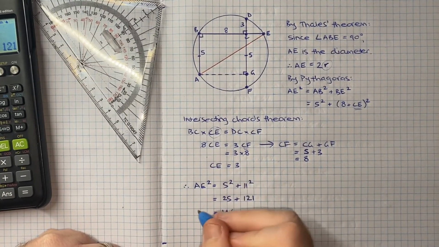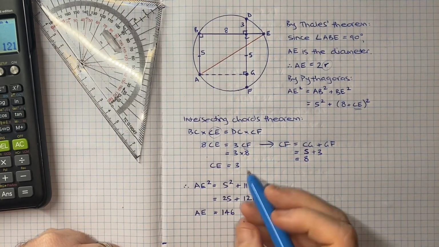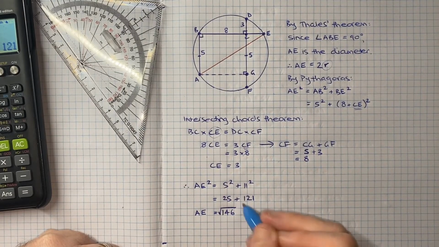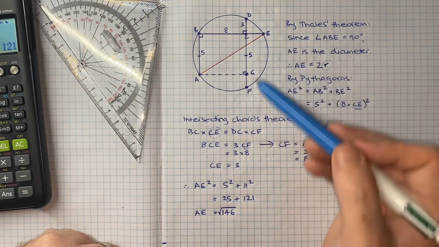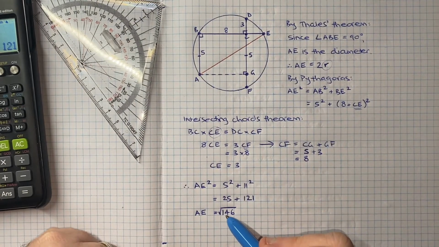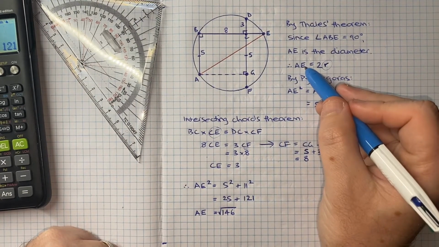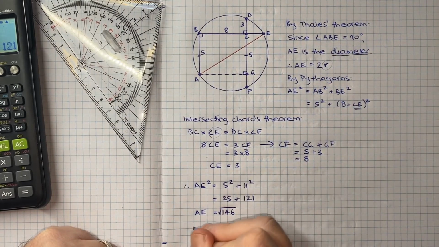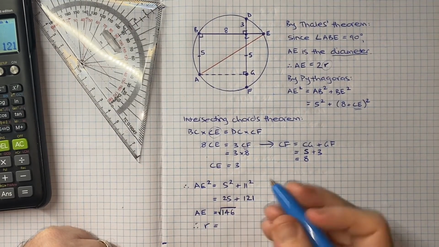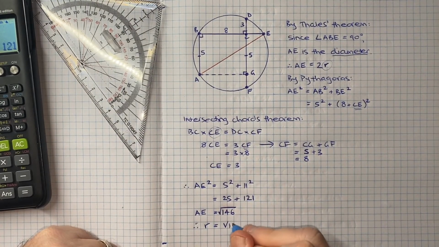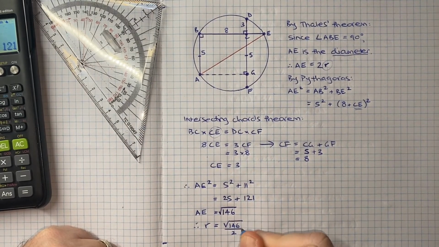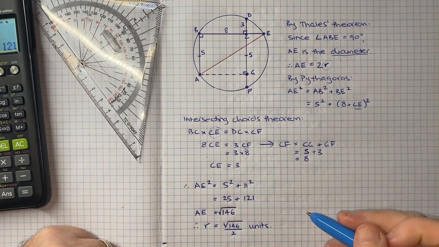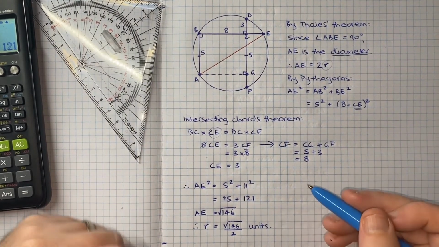So that means AE will be the square root of 146. So we've got to square root both sides, and we only take the positive square root because we're dealing with a length. So we've got AE as being the square root of 146, but remember AE is the diameter, which is twice the radius. So what we can say is therefore the radius is AE on 2, so that's the square root of 146 divided by 2. And we're not really given units, so I'll just write in units, whatever those units happen to be. Boom! So that's the radius. That's how we can work that out.